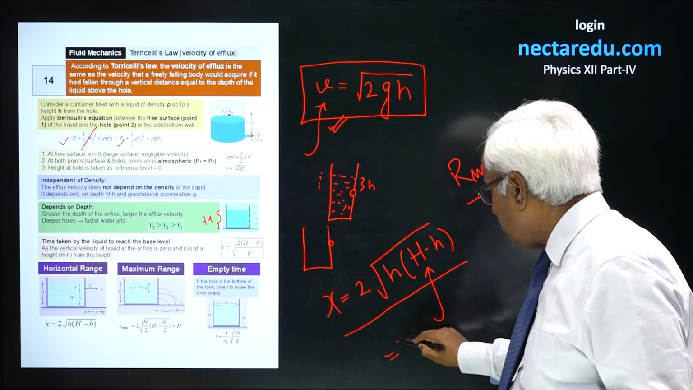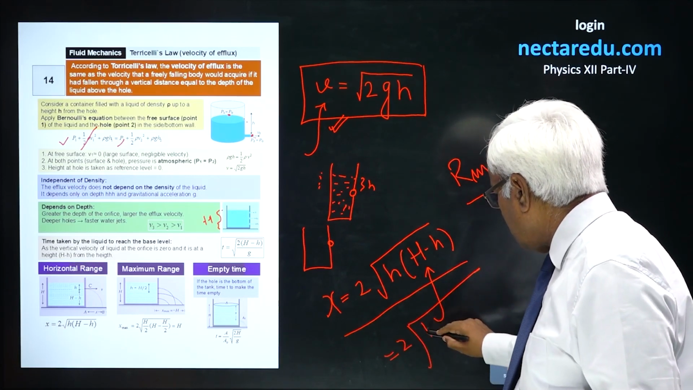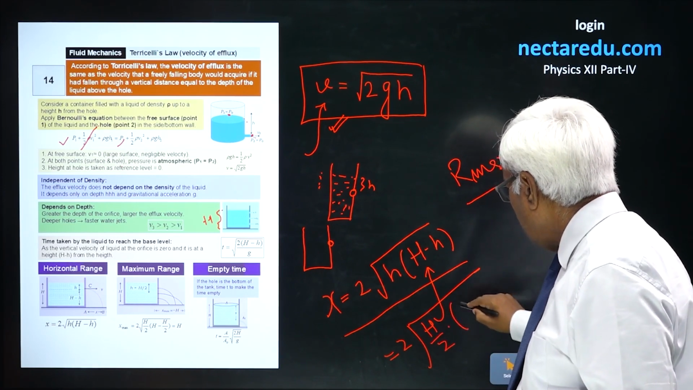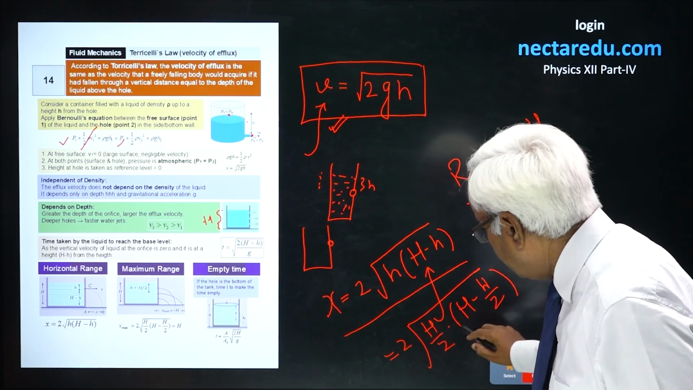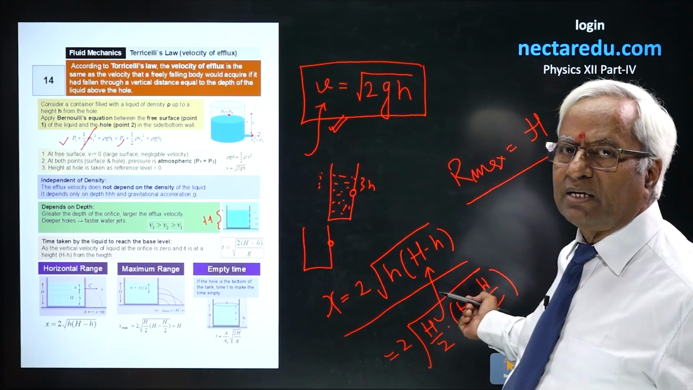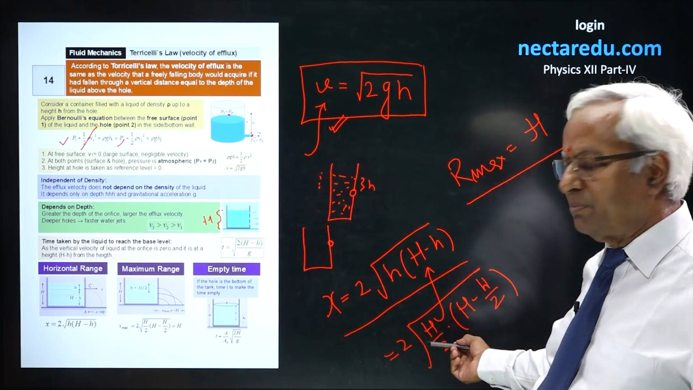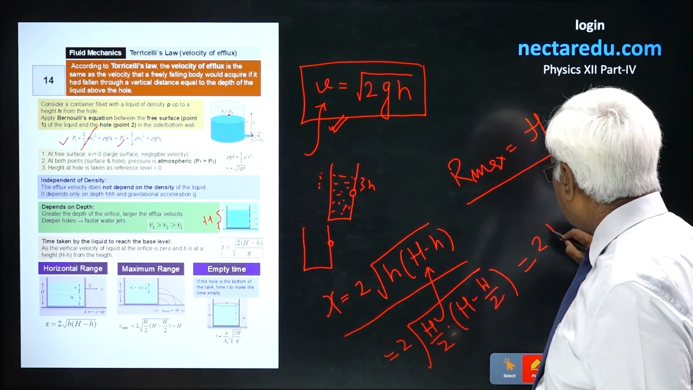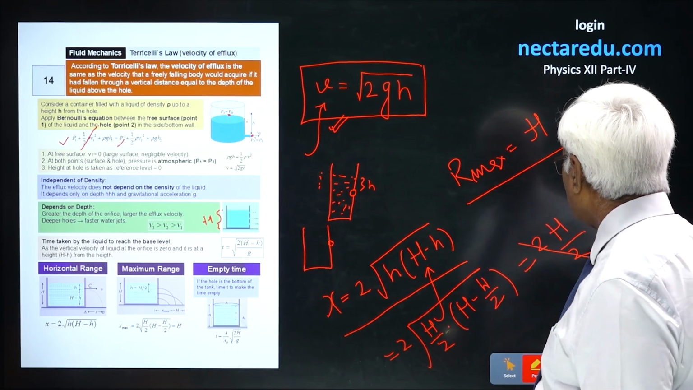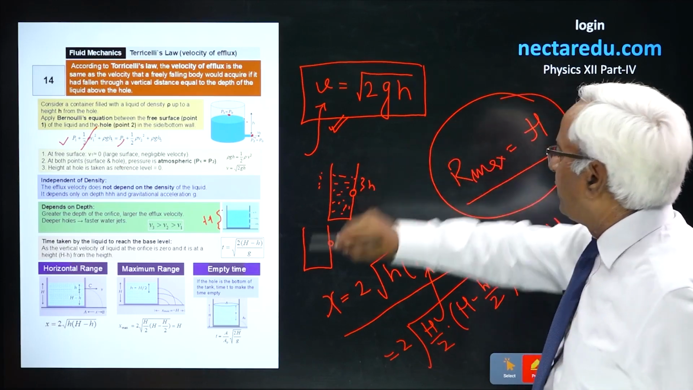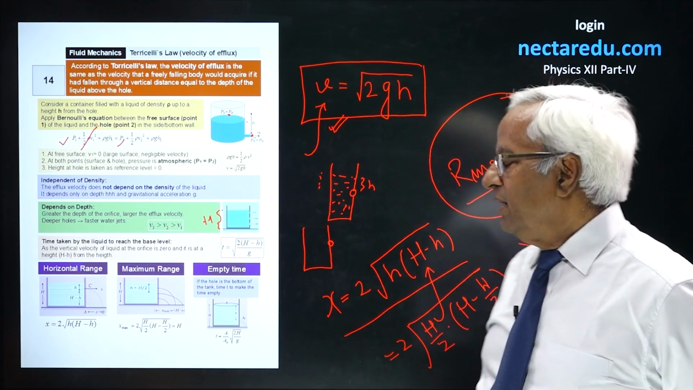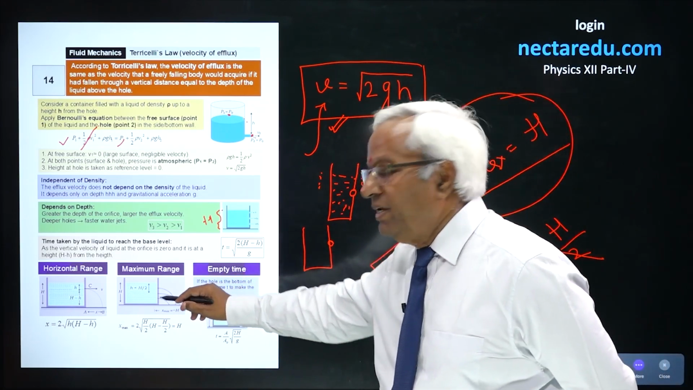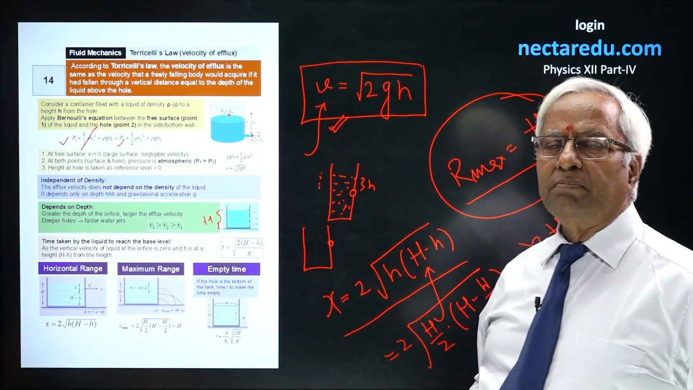How? You just put small h equal to H by 2. Again, in place of small h, put H by 2, you'll get 2 times the square root of H by 2 into H by 2, and finally you'll find 2H by 2, which obviously stands for H only. So, the maximum range that is possible from any container, when the opening is exactly in the middle, is going to be the maximum.